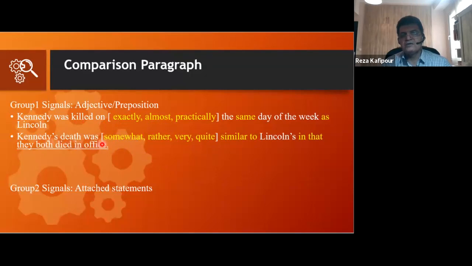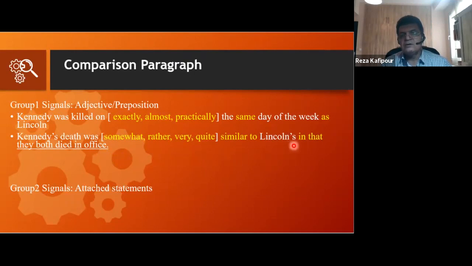The same sentence shown by the first structure can be shown in the second structure in this way. Kennedy's death was somewhat similar to Lincoln's in that, after in that we need an independent clause or full sentence, in that they both died in office. So they both died in office is the area of comparison, or let's say the basis of comparison.